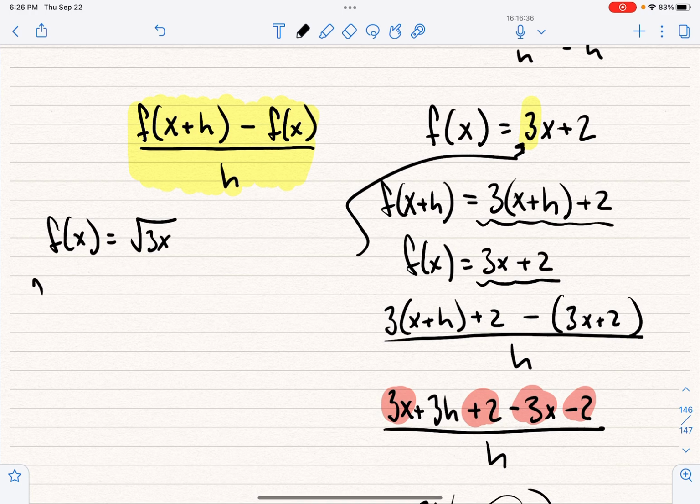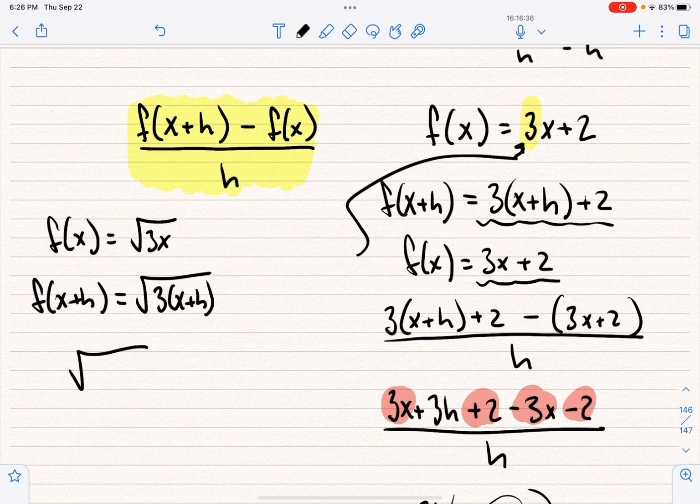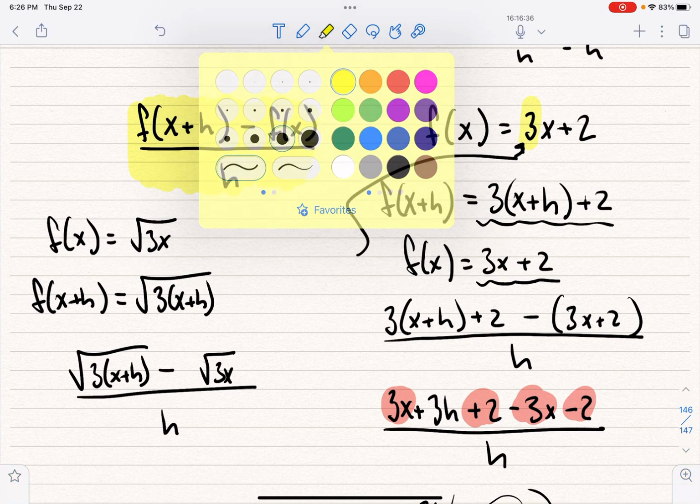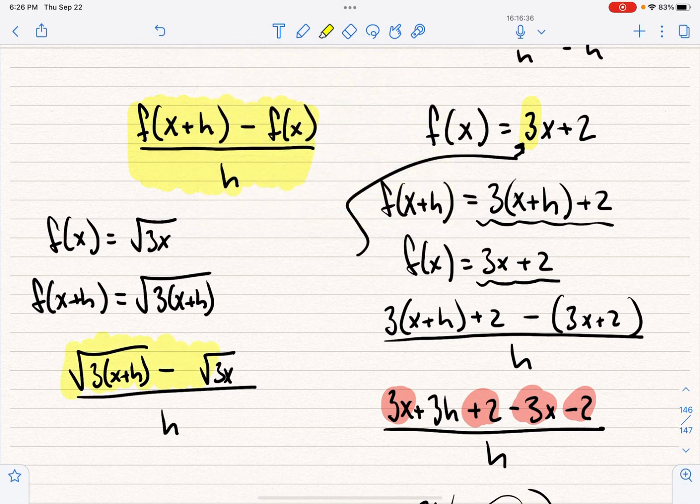And so f of x plus h would simply just be the square root of 3 times x plus h. So then when I plug this all in, I get the square root of 3 times x plus h minus the square root of 3x all over h. Now, we can't combine these radicals up top. You cannot combine those. There's no way mathematically that you're allowed to do that.